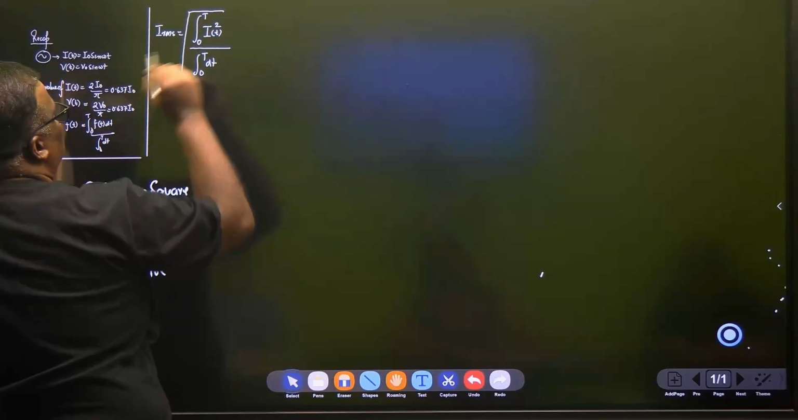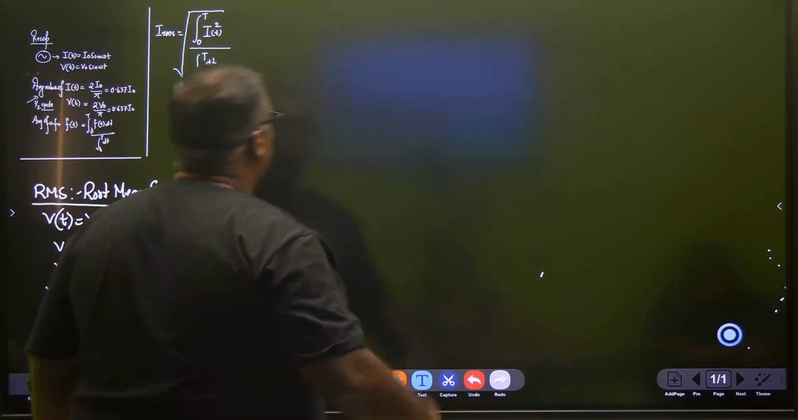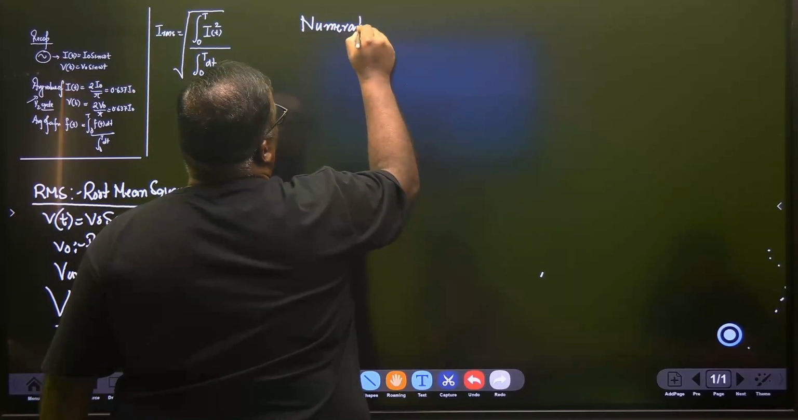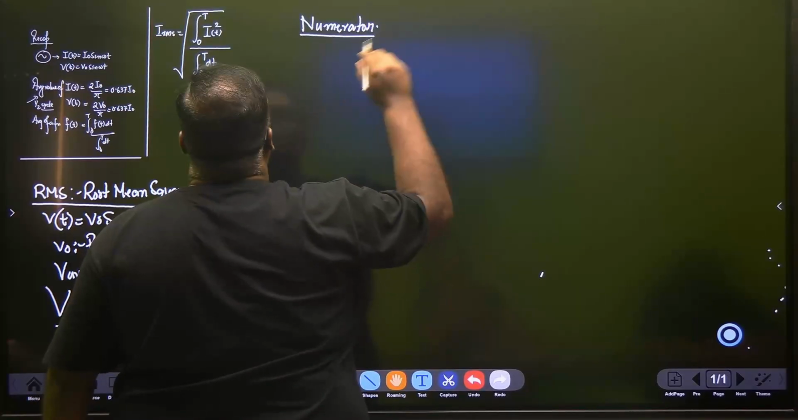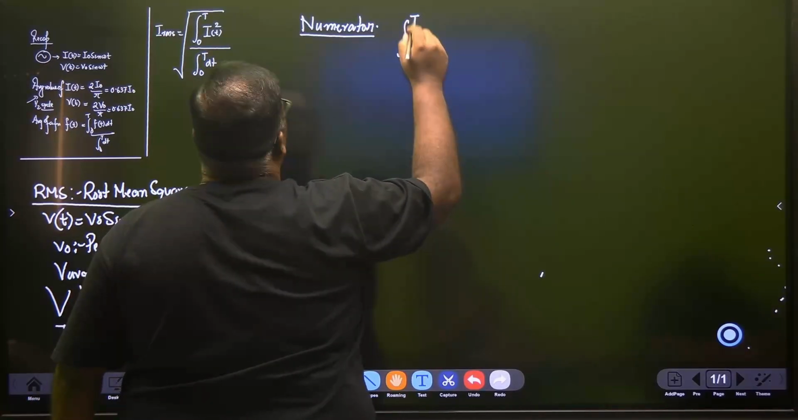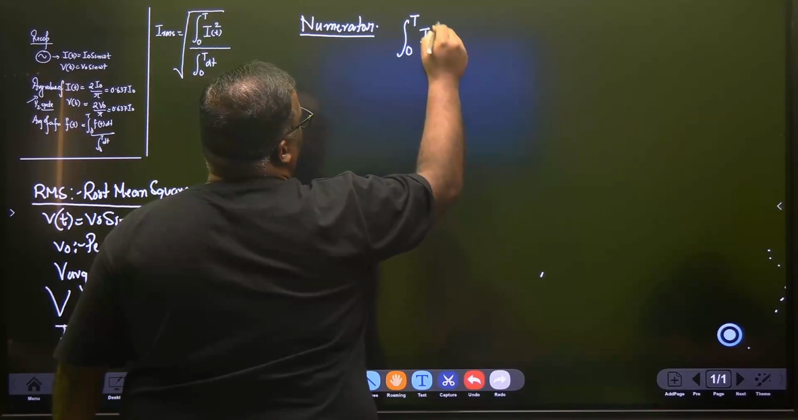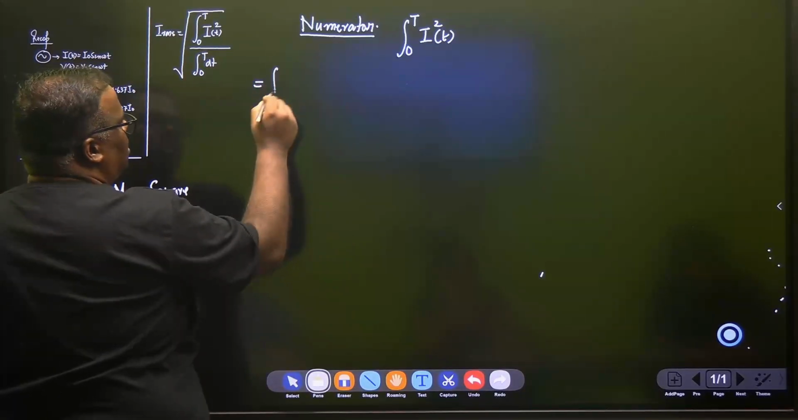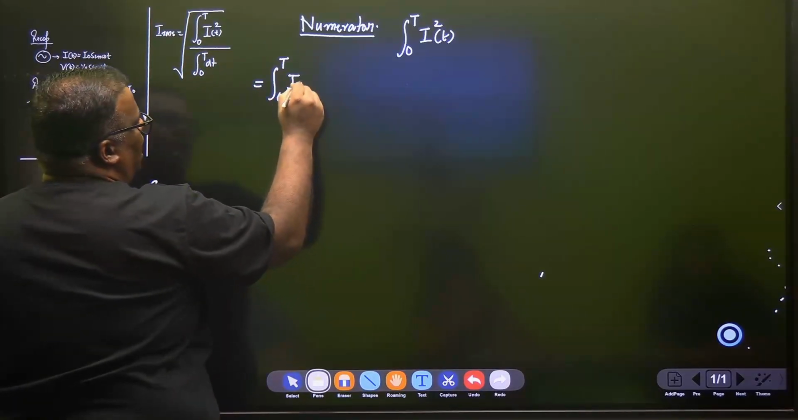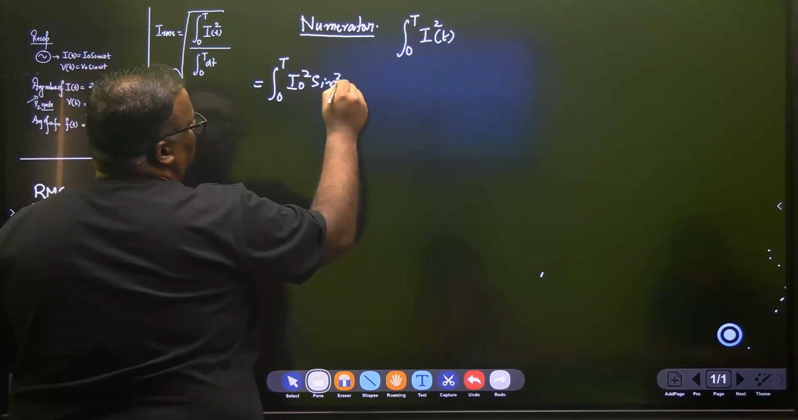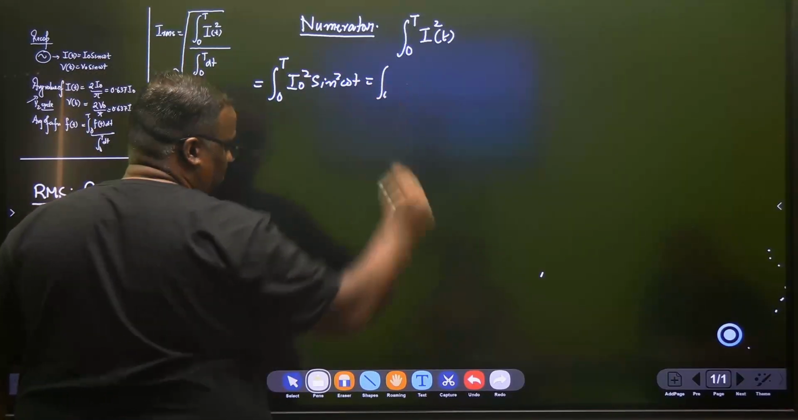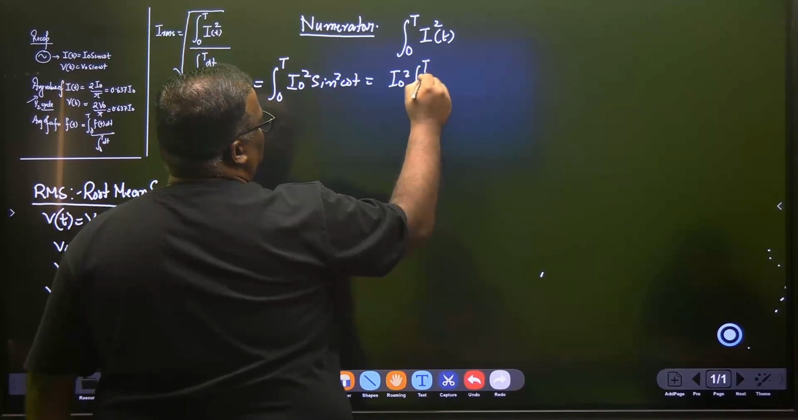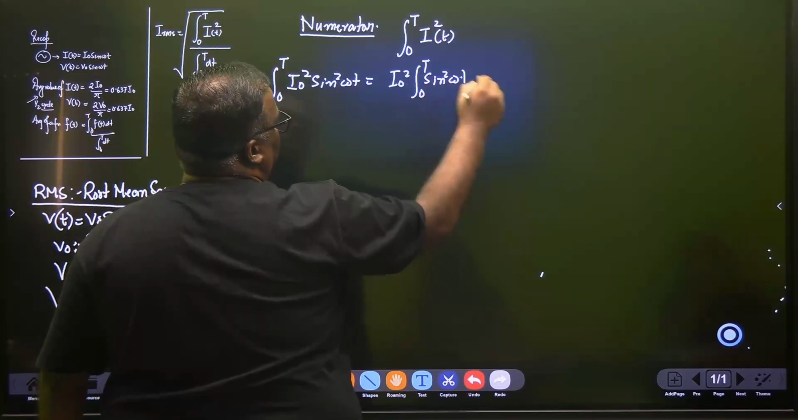We'll break it up into small parts. We'll first take the numerator as usual. So let's begin our derivation from the numerator. My numerator is the integral from 0 to t of I at t whole square. So the numerator will become the integral from 0 to t of I naught square sine square omega t, which is I naught square outside, times the integral 0 to t of sine square omega t.